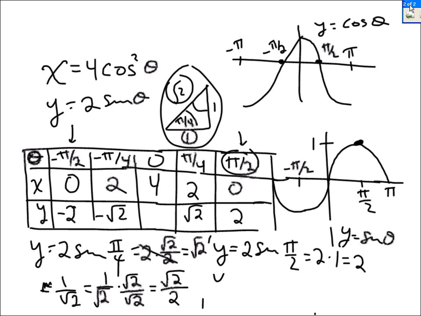Okay, for the last one, the angle is now 0. 2 times the sine of 0. The sine of 0 is 0. 2 times 0 is 0. Okay, so there's my chart. And you can try to graph this using that chart.